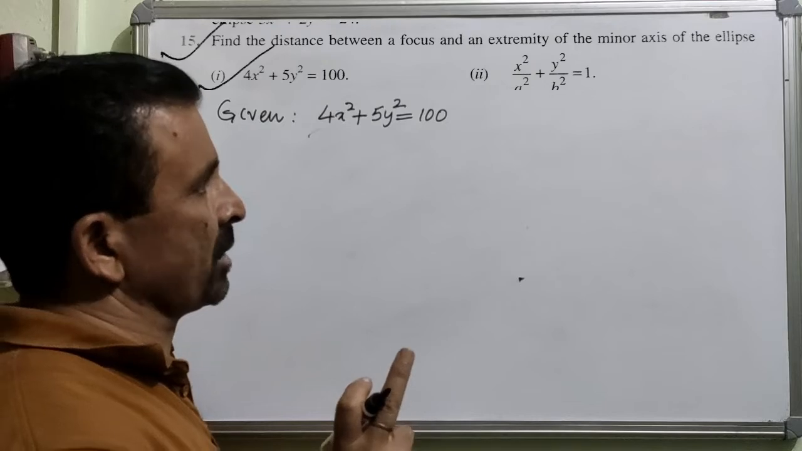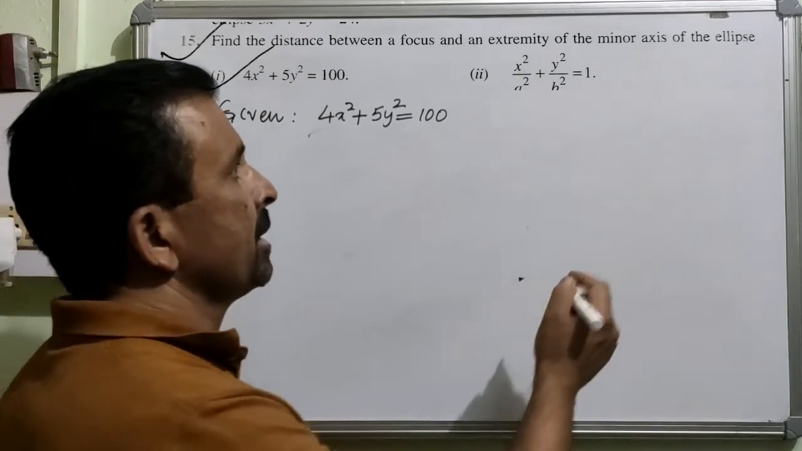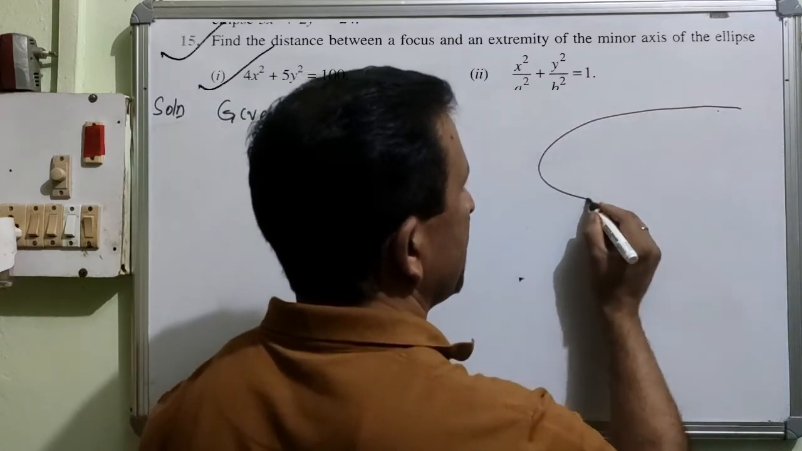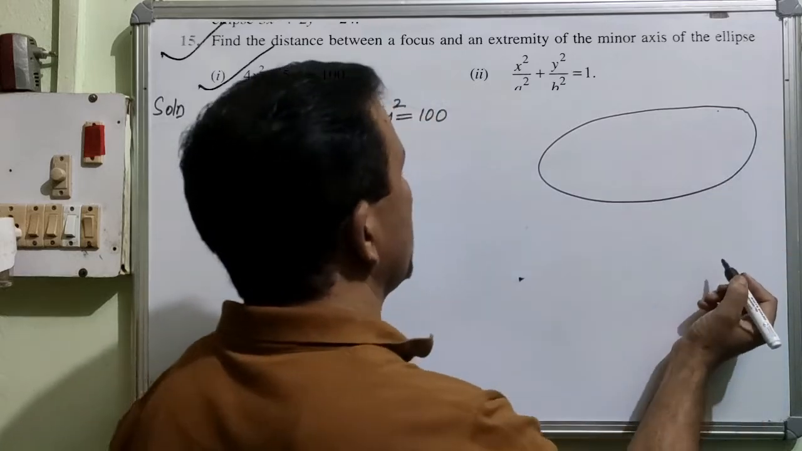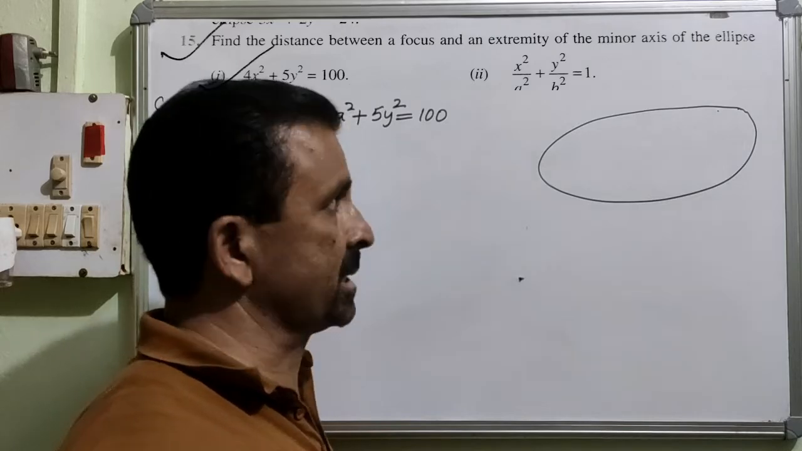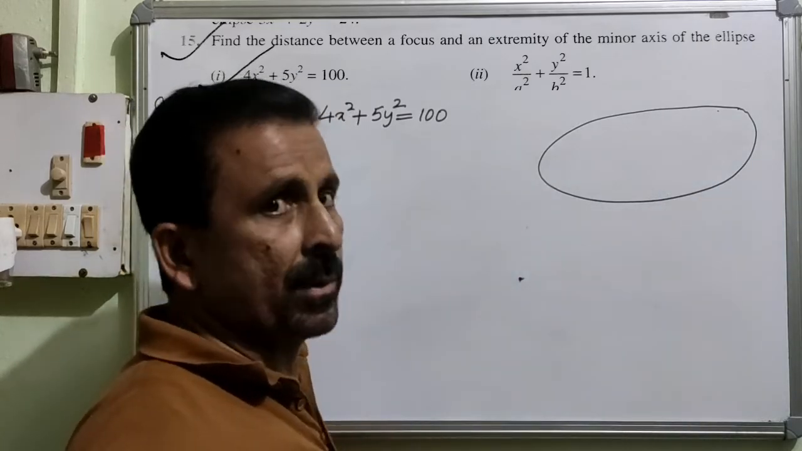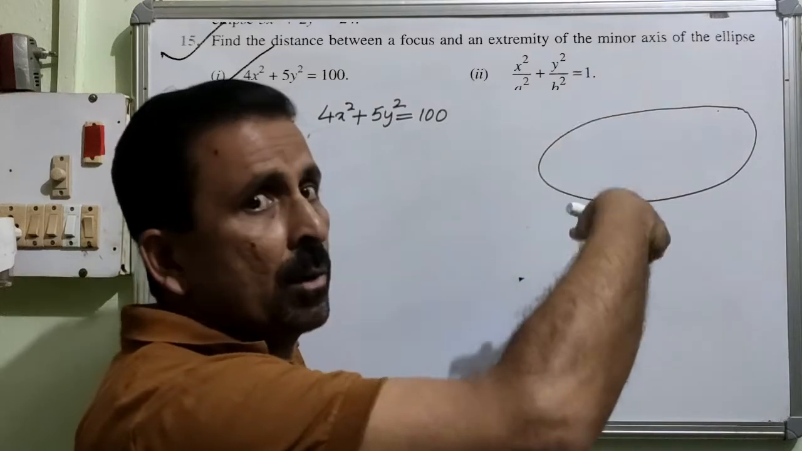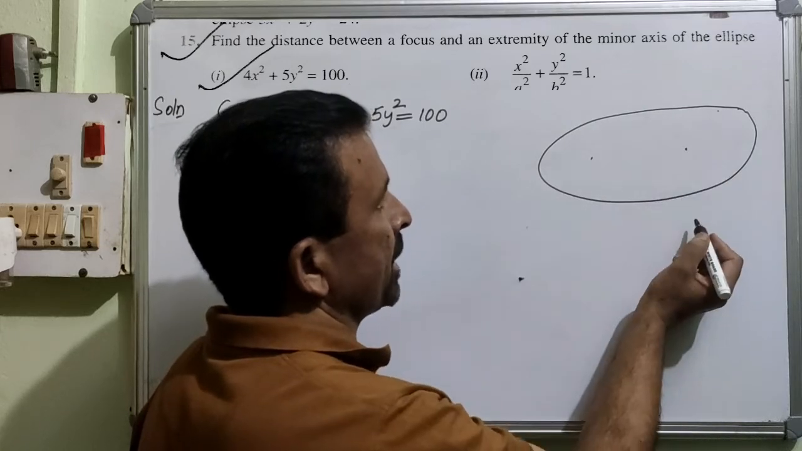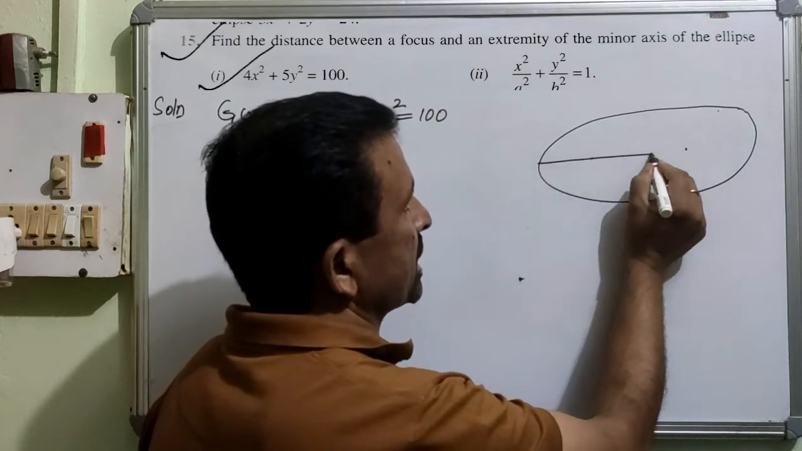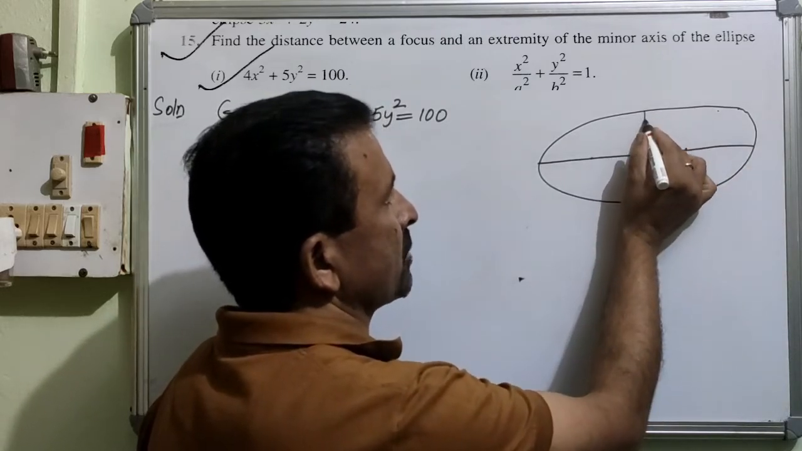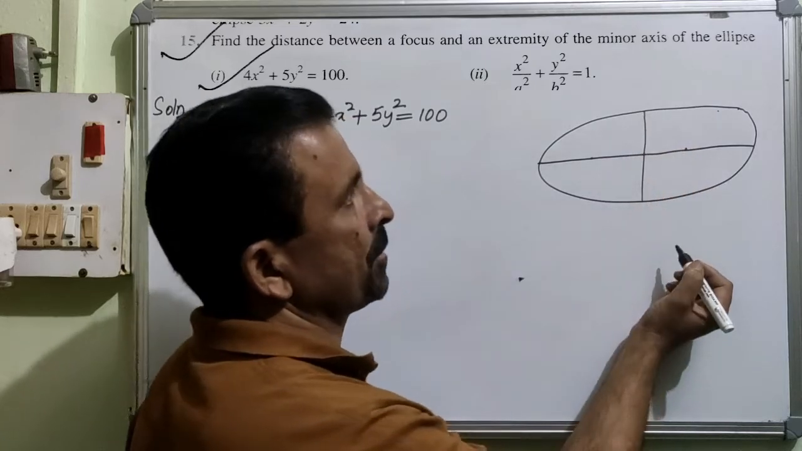So let us see what the question says. Let us draw the diagram, right? Suppose this is your ellipse. Now the question talks about the extremity of the minor axis, right? Since this is the horizontal ellipse we have taken, the minor axis will be along the y-axis. One focus will be here and one focus will be somewhere here, right? And then if we draw a line passing through this focus, which will be called the major axis, the minor axis will be passing through the center. It will be somehow like this, right?